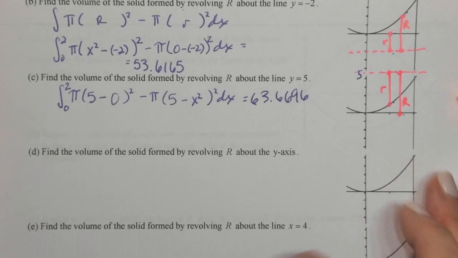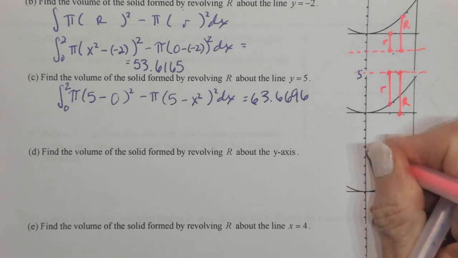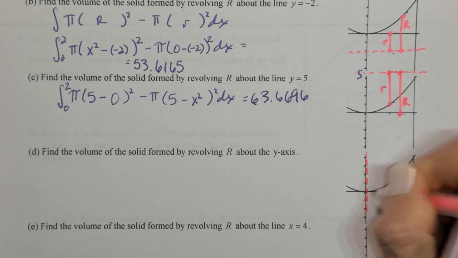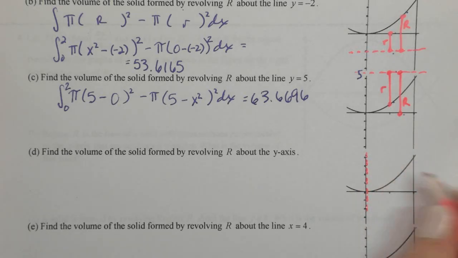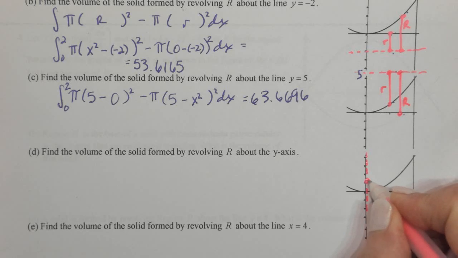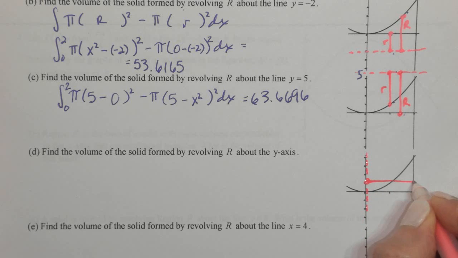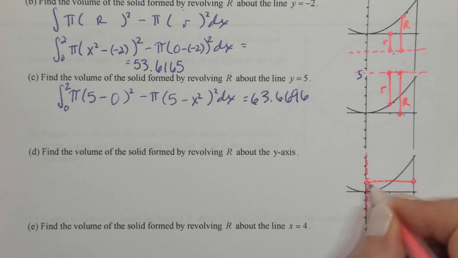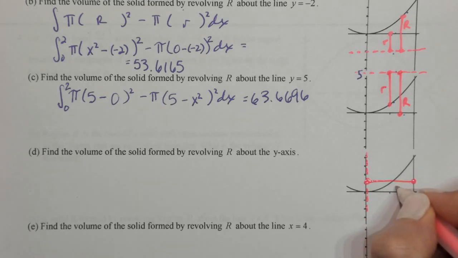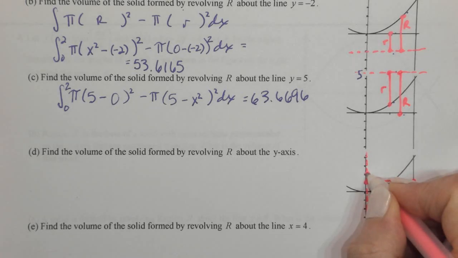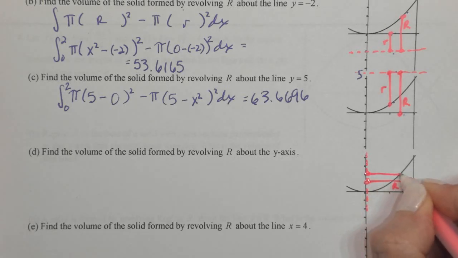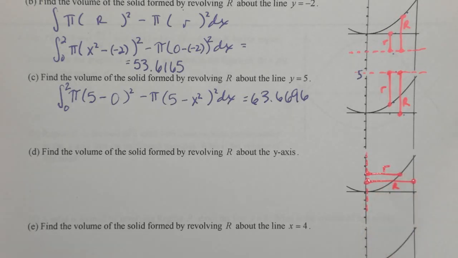Alrighty. This time we're going to revolve that solid around the y-axis. So clearly we have a vertical axis of revolution. So big R will be the distance from the axis of revolution to the far side of your region. We're not going top minus bottom anymore. We're going to be going right minus left. This is your big R. Little r is from the axis of revolution to the close side of your region.